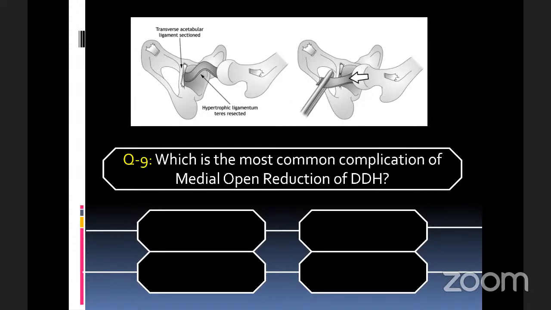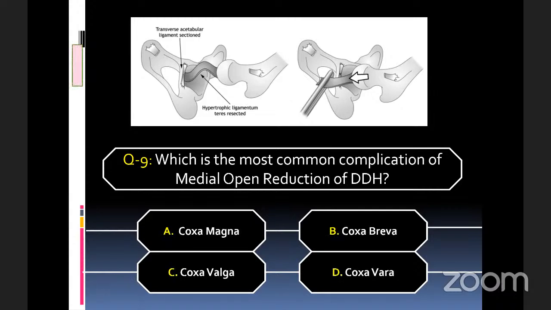Which is the most common complication of medial open reduction of DDH? Coxa magna. Tell me, did it happen with you? Coxa magna, yeah. So again, that branch of the medial circumflex can get affected and coxa magna is the common complication, and to a certain extent we also see subcapital coxa valga, but coxa magna is the most common problem we see. Yeah, next question.